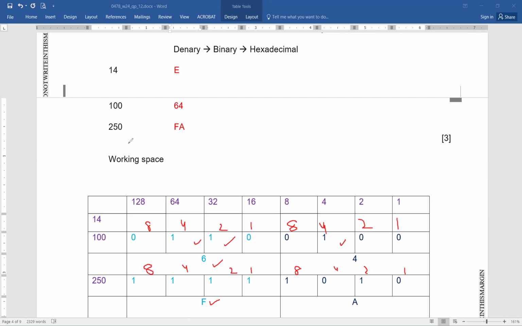Any questions? Okay, the ones who are okay with the other method, that's perfectly okay. Both the methods are okay, no problem at all. Maybe move ahead. Okay.